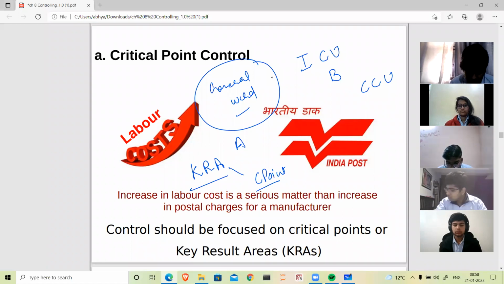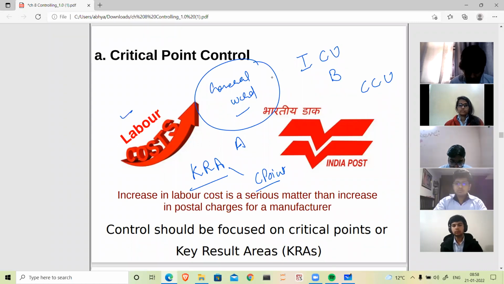So each and every organization has to identify key result areas, and if any change or deviation is there in those key result areas, then it's a serious matter and it requires immediate attention. Otherwise, it may lead to severe losses to the organization. And if the deviation is beyond the key result areas, not within them, then that deviation can be ignored because it may not be affecting the overall profitability of the organization.